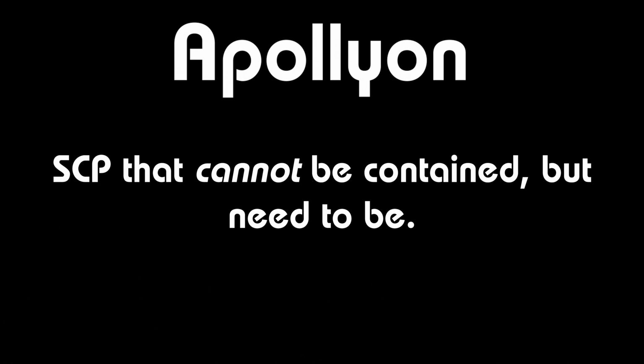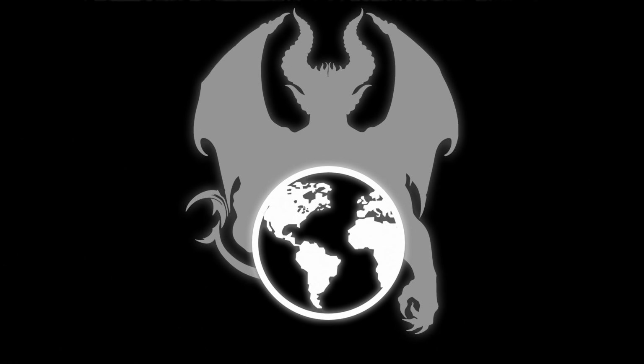Apollyon. Apollyon SCPs are anomalies that cannot be contained, but need to be. So, in this scenario, there is no box. It might involve an SCP that will end the universe or something, but there is no way to stop it. It is imminent.